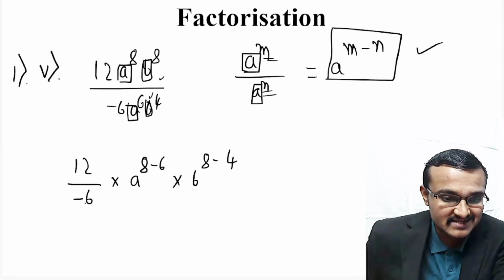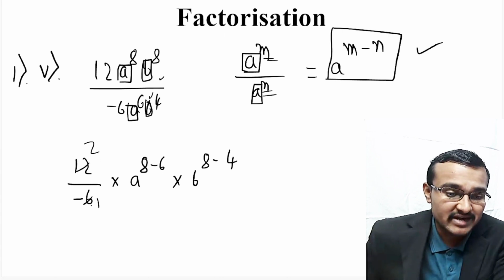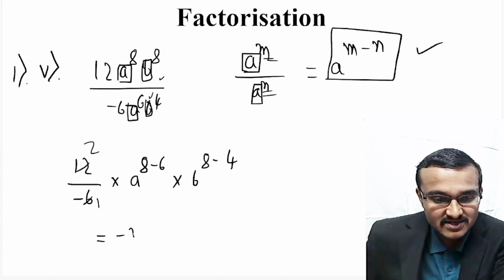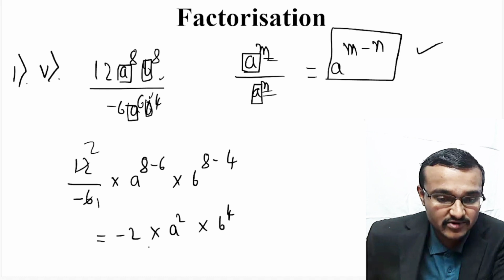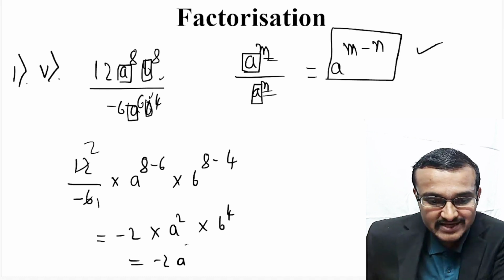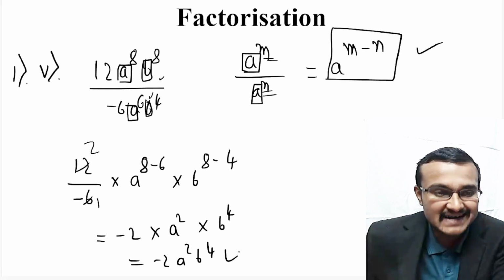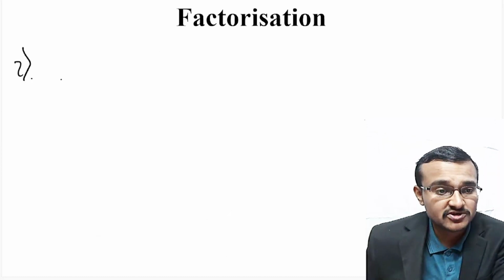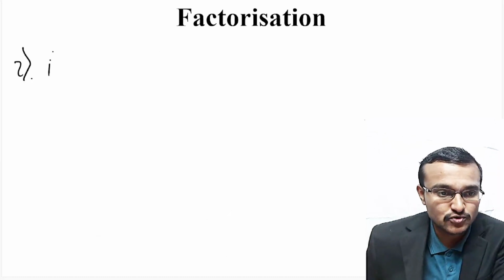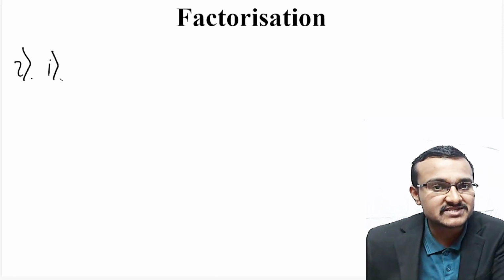So 12 by 6 is there. 6 ones are 6, 6 twos are 12. Here minus is there. So it will be minus 2 into a power 8 minus 6, which is a power 2, into b power 8 minus 4, which is b power 4. So minus 2a square b power 4 is the answer for this fifth question in the first question. Coming to the second question, here also you have 5 questions. I will be solving 2 questions because all these questions are very easy.